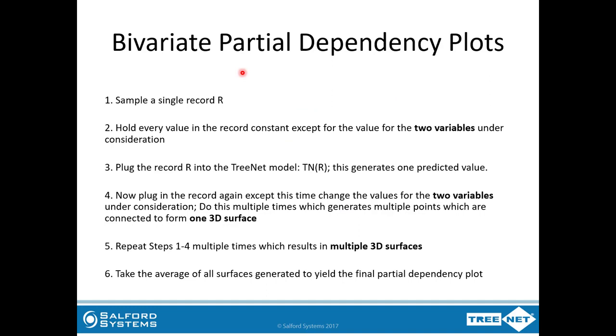So you can also generate bivariate partial dependency plots, and the way this is constructed is very similar to the univariate. So here you sample the record. You're going to hold all the values in the record constant except for the 2 variables now under consideration. And of course you can plug this record into the TreeNet model, and this will give you a predicted value. And then of course now you're just going to change both the values for the 2 variables under consideration, and this is going to yield a 3D surface. And then you're going to repeat this multiple times, and you'll take the average to yield the final partial dependency plot.